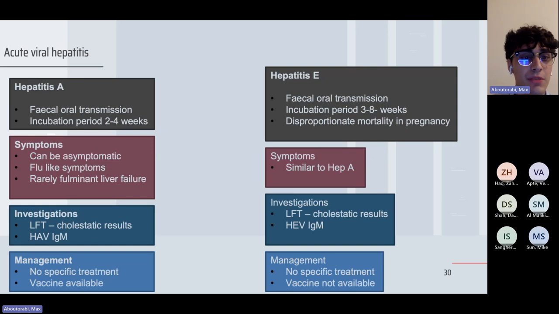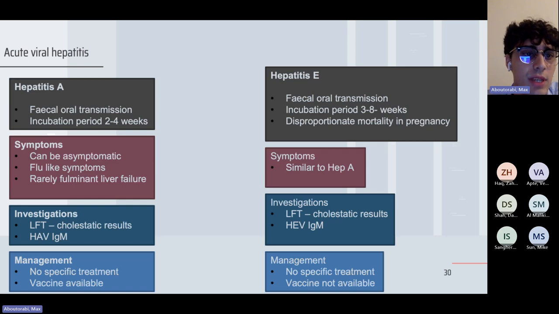The incubation periods are slightly different. So you've got 2 to 4 weeks for hep A, 3 to 8 weeks for hep E. And a common AKT question specific to hepatitis E is that the mortality is much higher in pregnancy. So if you ever see a woman presenting with jaundice, right upper quadrant pain, any symptoms that might make you think of a hepatic condition, you always want to think of hepatitis E above everything else, unless something points you in another direction.